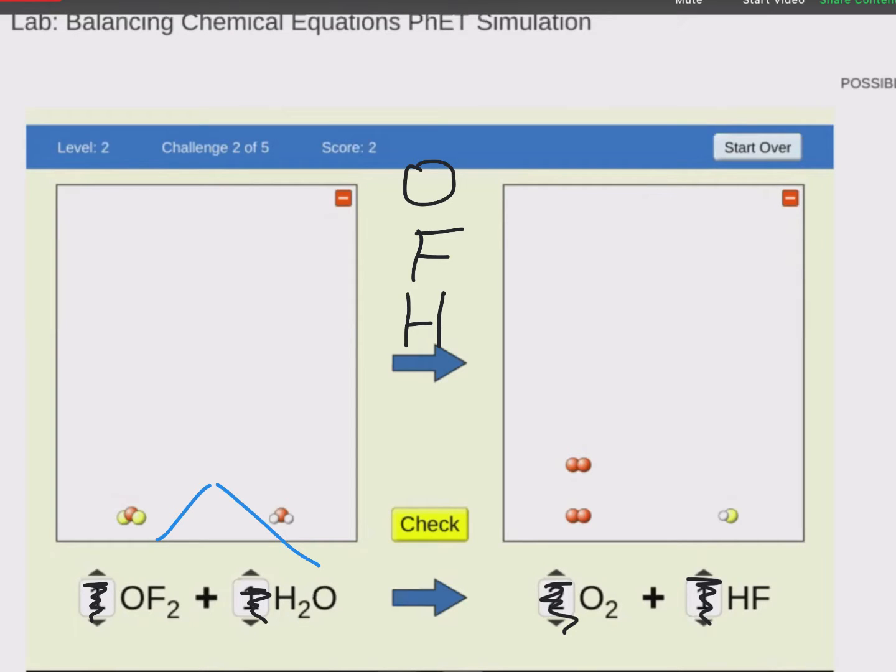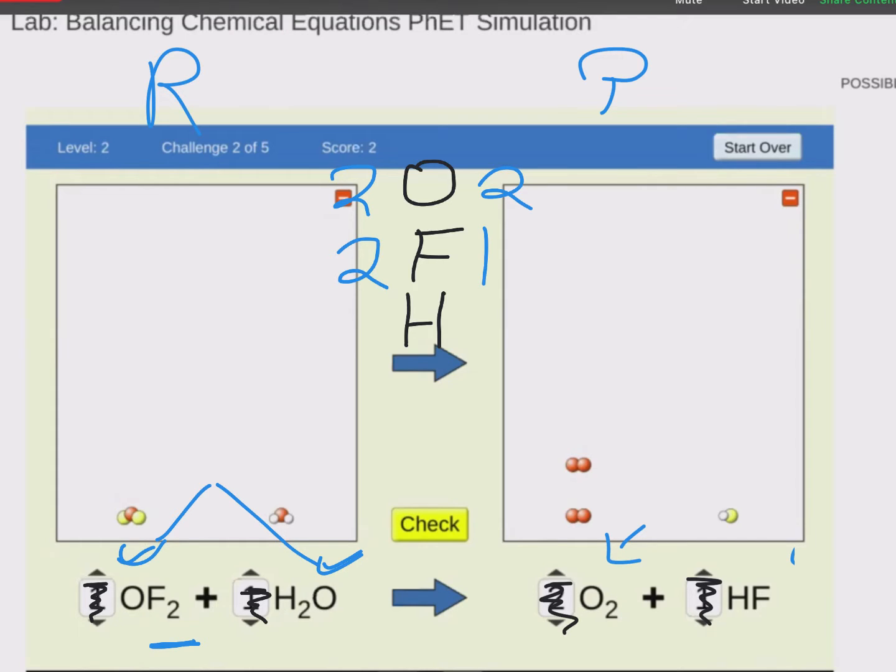So let's count the atoms on the reactant side. How many oxygen do you have? Yep, you have 1, 2. So I have 2 oxygen. How many oxygen do I have on the product side? 2, very good. Okay, now how many fluorines do I have? I have 2 on the reactant side, very good. Okay, now how many fluorines do I have on the product side? I have 1, good job.